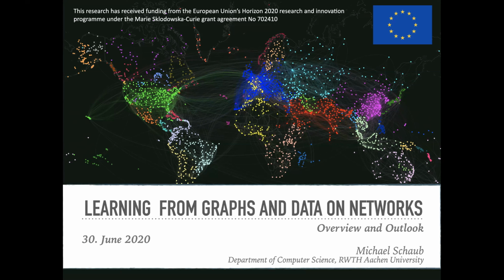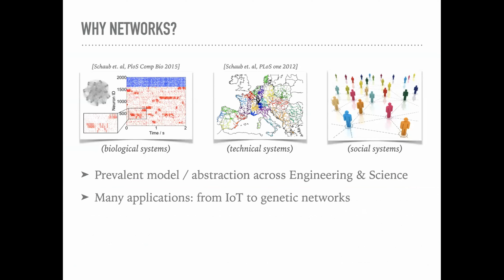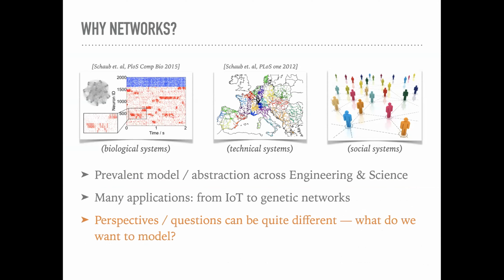After looking at this beautiful airport network, the question is, why networks? And of course, for most people who attend this symposium, this is fairly clear. Networks have become really ubiquitous across the sciences and engineering. Whether it's biological systems or technical systems or social systems, you'll find those networks everywhere. And even though you find those networks everywhere, it's interesting to see that there can be quite different perspectives and questions underpinning this network modeling. That has to do with what we actually want to model with such a network. I just want to outline 3 different perspectives, even though we'll mostly focus on 2 in this workshop.